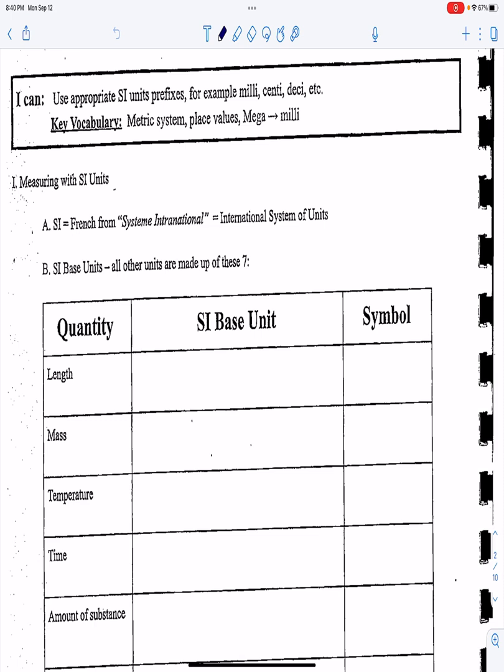First, we're going to talk about what the metric system is, why we use it, and what we call it. It's called measuring SI units. SI stands for Système International. It's the International System of Units. This actually came about from France, around the French Revolution, and it was a way to organize scientific data.